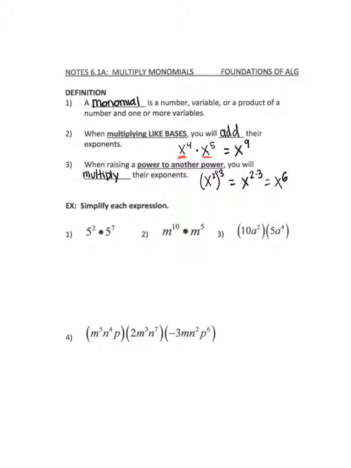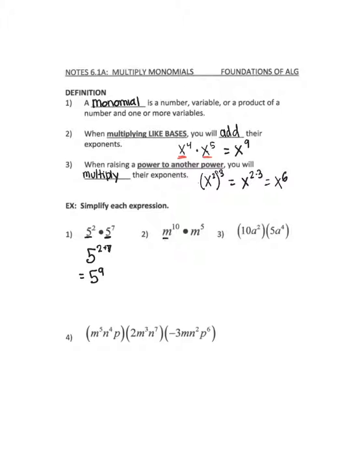Okay, so let's look at some examples below. Our first one says simplify each expression. If we have 5 to the 2nd times 5 to the 7th, that means we are going to add their exponents, because they have like bases. Both bases are 5s. So we have 2 plus 7, which gives us 5 to the 9th.